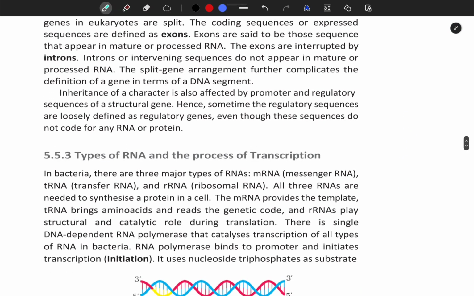Inheritance of a character is also affected by promoter and regulatory sequences of a structural gene. Hence, sometimes the regulatory sequences are loosely defined as regulatory genes, even though these sequences do not code for any RNA or protein.